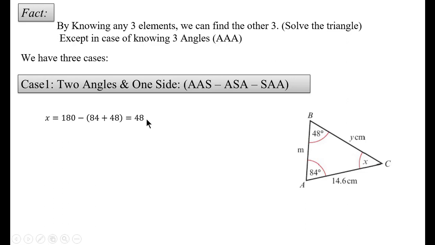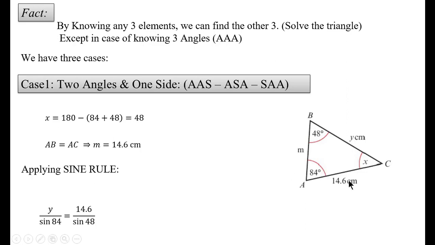The result is 48. We are lucky in this example because 48 here and 48 here, it's an isosceles triangle. So m also should be 14.6. What about y? To get y, we can apply simply the sine rule, which states that y divided by sine 84 is equal to 14.6 divided by sine 48. And then we can get the value of y.